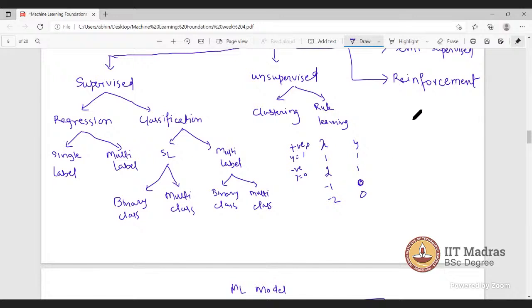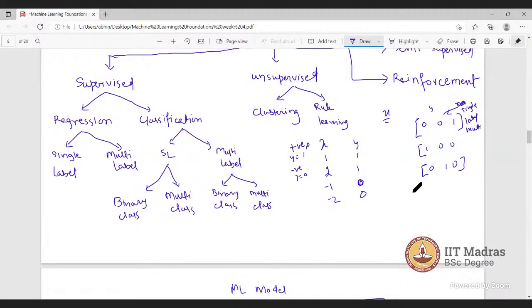Now suppose we have a situation where again we have some features based on which we are calculating Y, and Y is something like this: 0, 0, 1. So three possible labels we are calculating here: 1, 0, 0, and 0, 1, 0. Such a label, where only one is possible and the rest are all 0, will be called single label multi-class.